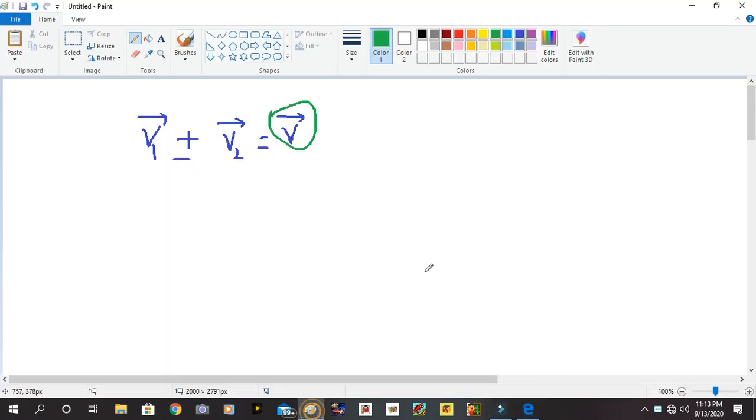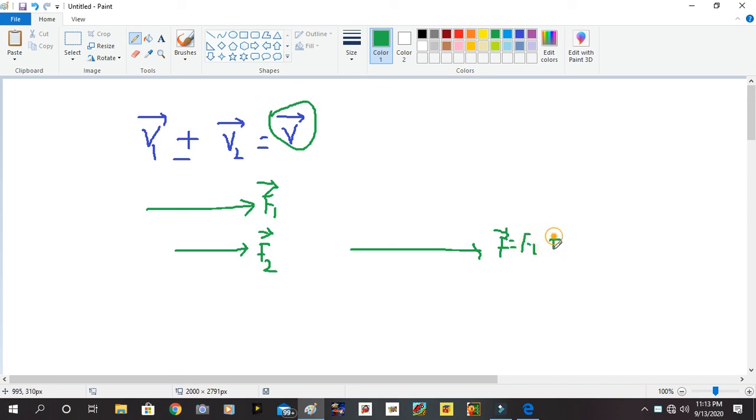Like suppose a number of people are pushing a car, so they are applying force. Say the first has applied force F1 along a certain direction, the second has applied force F2 in the same direction. The magnitudes of those forces are different. So the resultant force acting on the car is, say, vector F equals F1 plus F2. Vector F equals F1 plus F2. And this is a more important term to learn here.